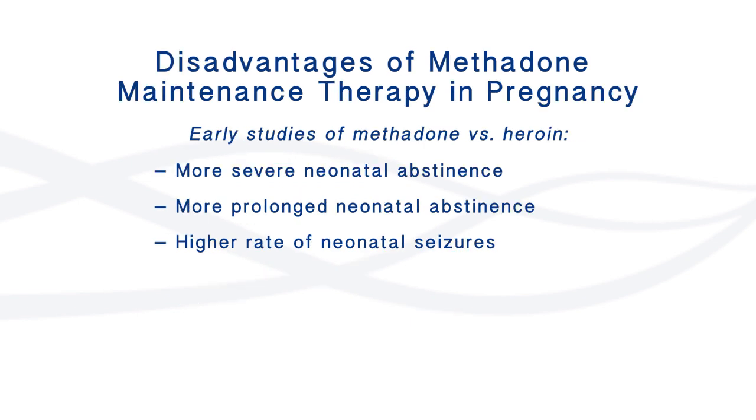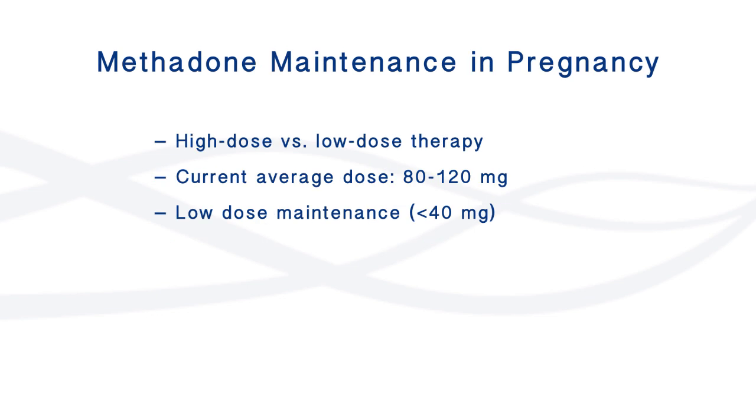Now, there are some disadvantages of methadone maintenance therapy in pregnancy. Early studies looking at methadone versus heroin showed that babies whose mothers were on methadone had more severe neonatal abstinence, more prolonged neonatal abstinence, and higher rates of neonatal seizures. However, when you examine those early studies, you find that pregnant women were on very high doses of methadone.